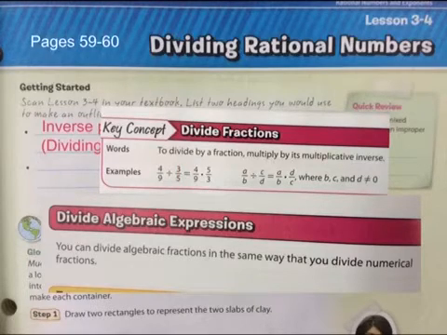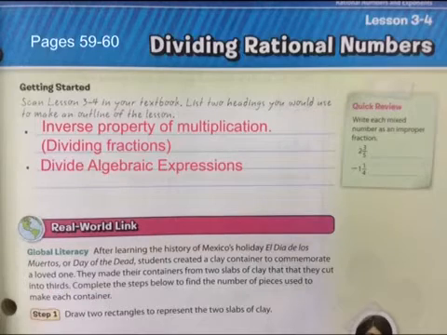expression. So 4/9 divided by 3/5 is 4/9 times 5/3. You see that? The second one, we have flipped it so that we have its multiplicative inverse. But we're also, in addition, going to divide algebraic expressions. You can divide algebraic fractions in the same way that you divide numerical fractions. And there you have it, divide algebraic expressions. As always, copy these words exactly as you see them so I know you watched the video.